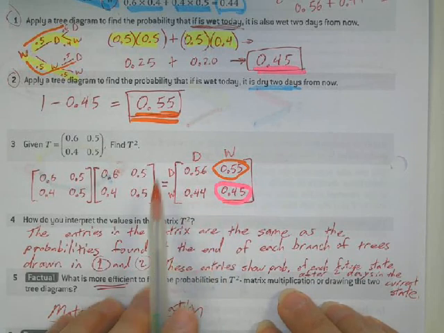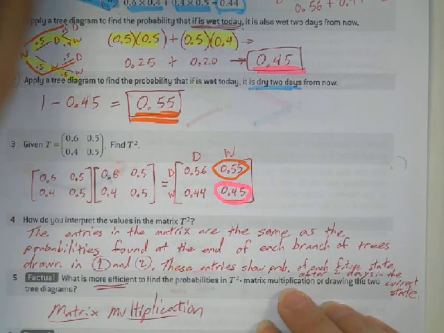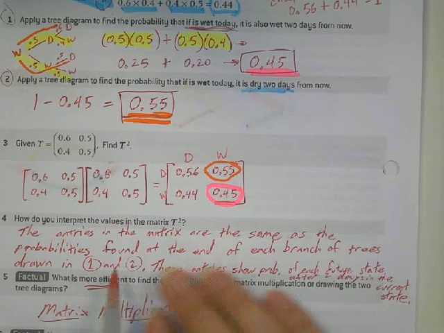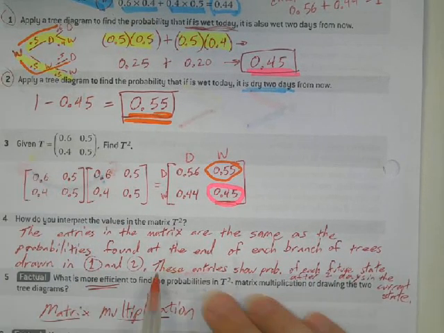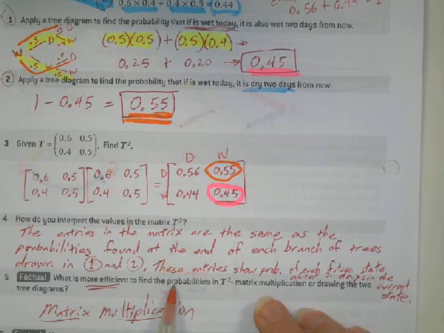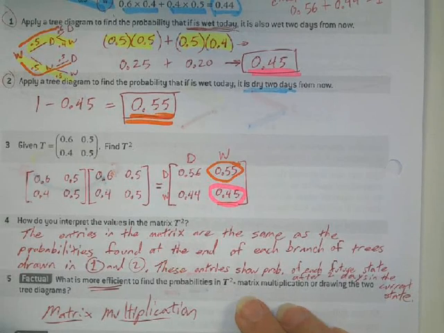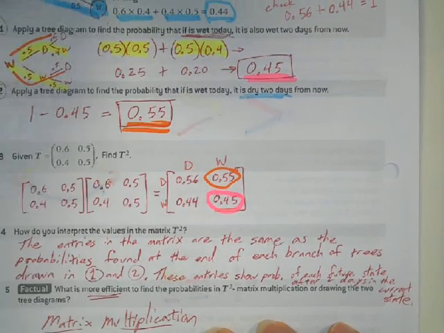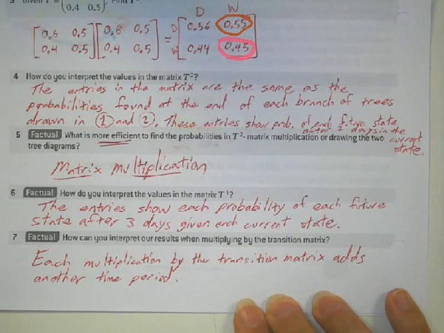So we basically took our transition matrix and we squared it. Okay, so we found that the end of the branches in 1 and 2 matched the matrix. Okay, so what is more effective? The matrix multiplication is more effective. Okay, question 6. You can hit pause and copy this down.